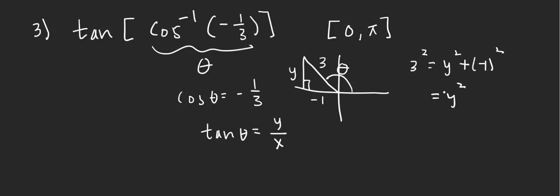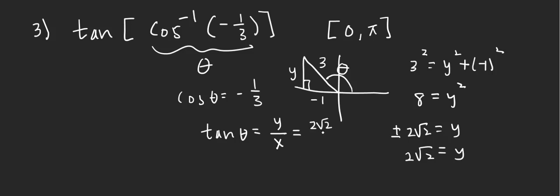So when you evaluate this, again, you're going to get y equals plus or minus 2 radical 2. But in the second quadrant, y is positive, so we can ignore the negative. Therefore, tangent theta is 2 radical 2 over negative 1, which is negative 2 radical 2. And that is our final answer.